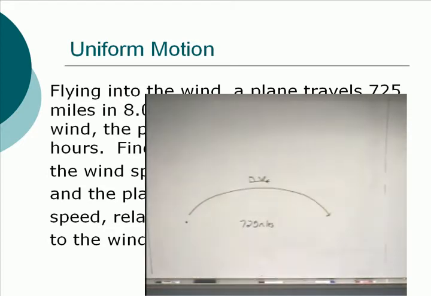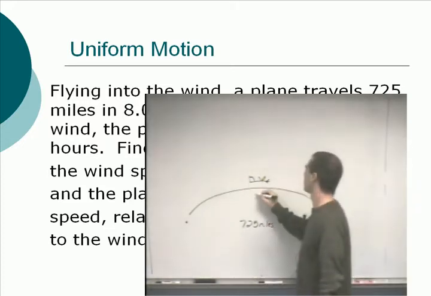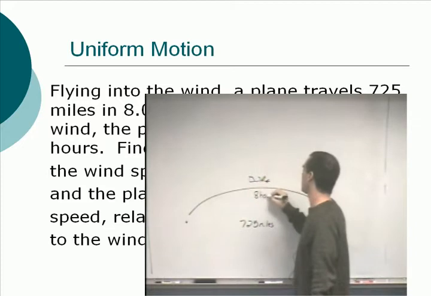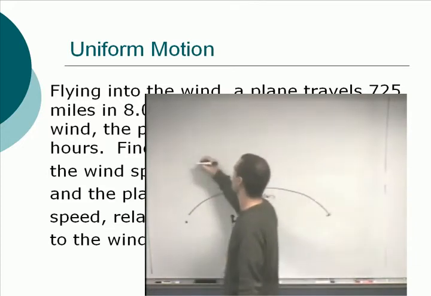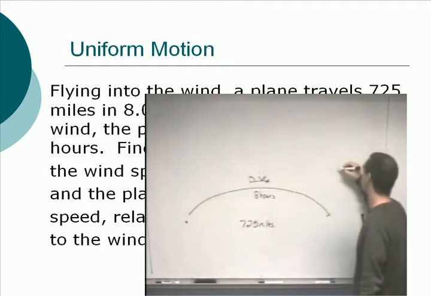Miles. There's our airplane. It's going to fly 725 miles in 8 hours. The wind is blowing initially against it.